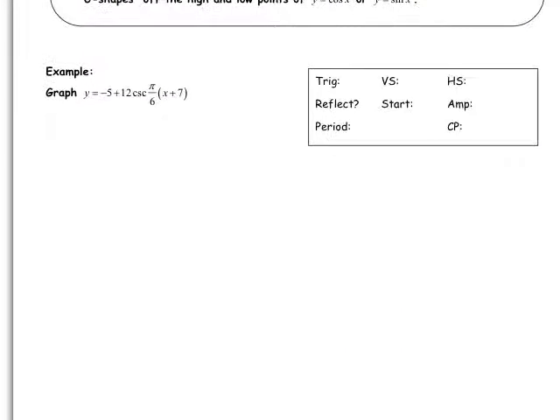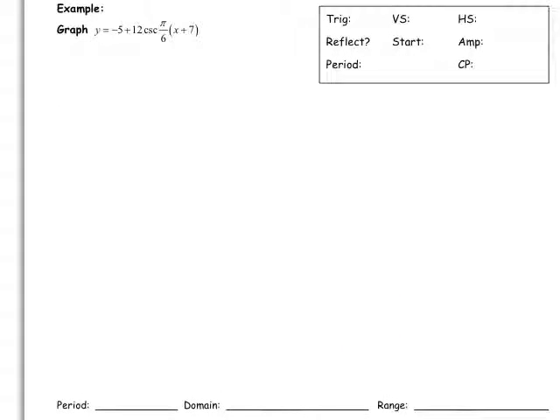Alright, so let's just take one and graph it. y = -5 + 12 cosecant(π/6 x + 7). So cosecant is the reciprocal of sine. So we're actually going to graph sine.